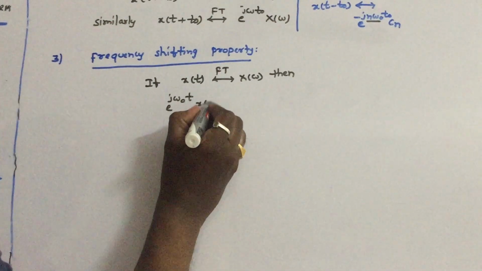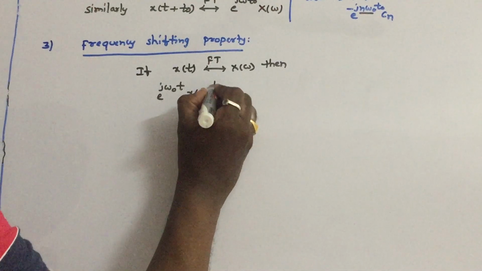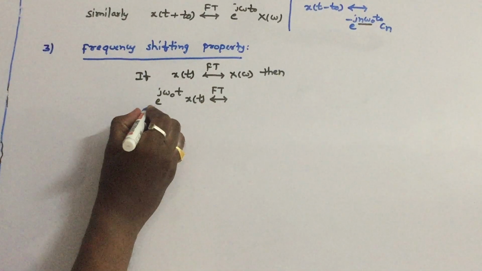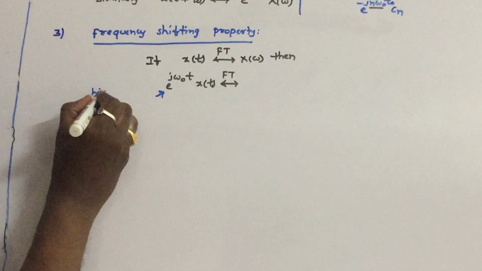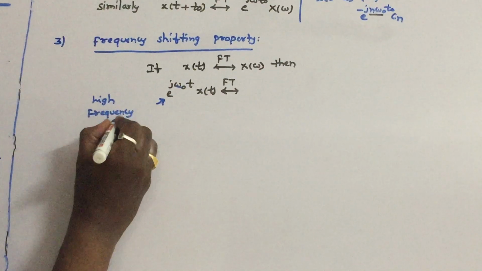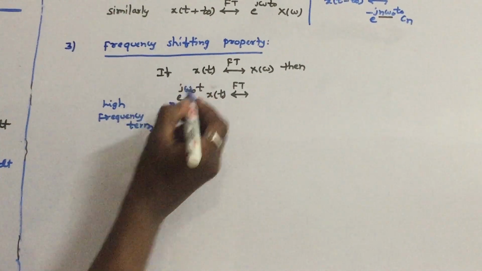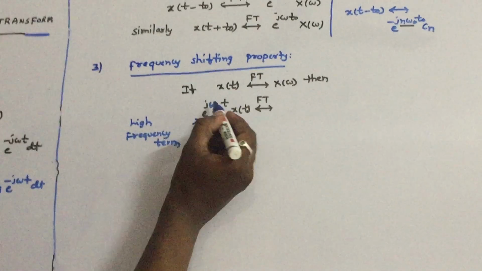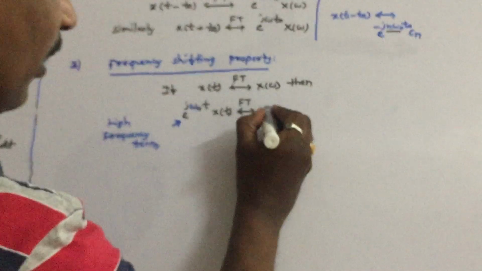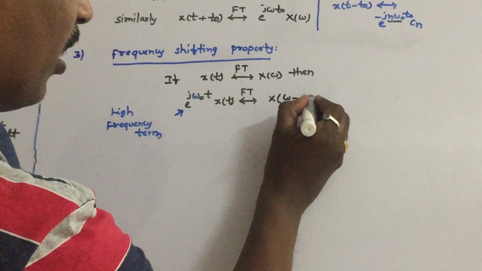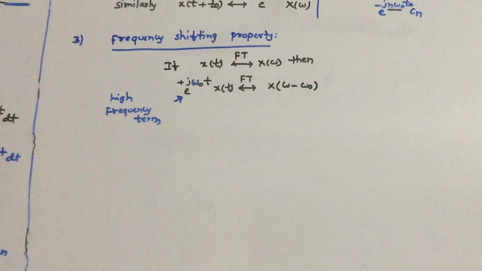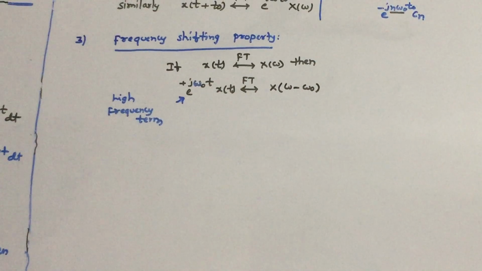as the name itself indicates, x of t is multiplied with a high frequency term. Remember that omega naught is the frequency. e power j omega naught t is a complex exponential signal oscillating with the frequency omega naught. If you multiply, then the spectrum x of omega minus omega naught will come. If plus is there, you have to take minus. If minus is there, you have to take plus in the frequency shifting operation. That is the hint you have to remember.